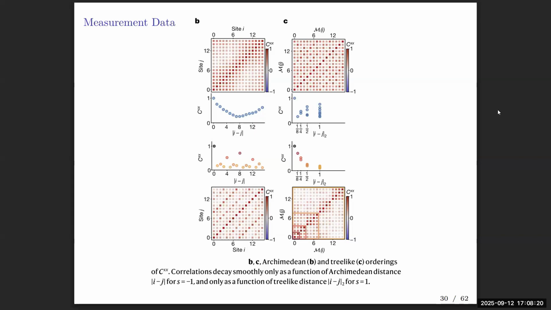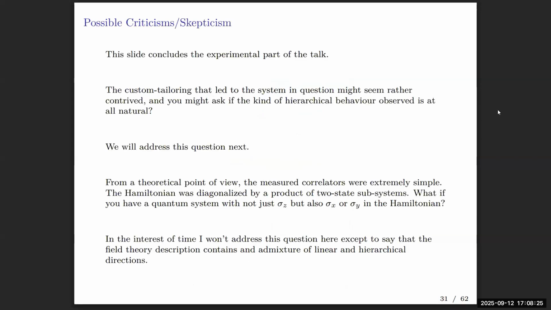So in some sense, you might consider this more of a proof of concept than anything, to a disappointment that this really was all the experimental part of the talk. There are several criticisms and objections you might have. One is that from a theoretical point of view, this was extremely simple, just a C2, right? Shouldn't we try something more fun, having all the Pauli matrices in the game? And you can do that, at least theoretically.